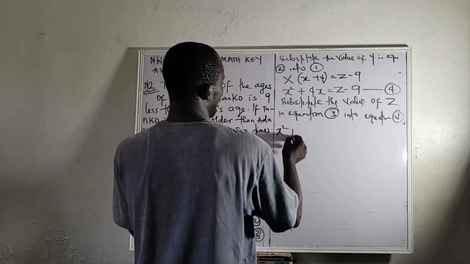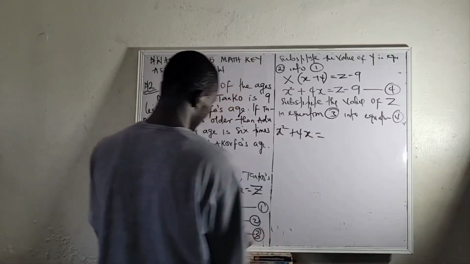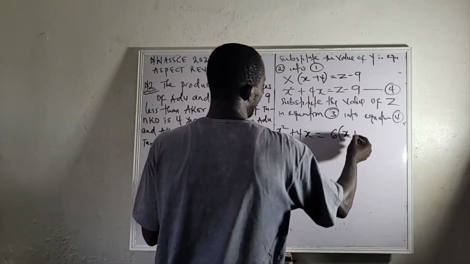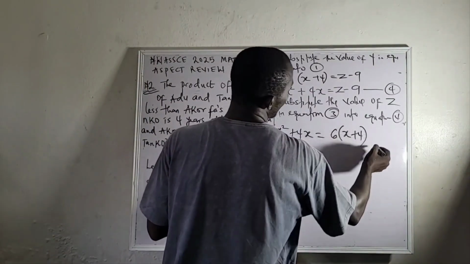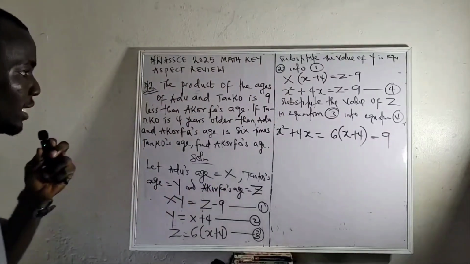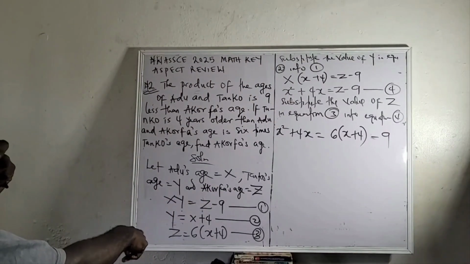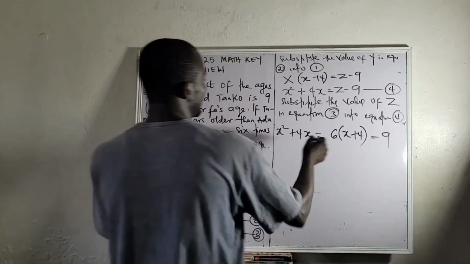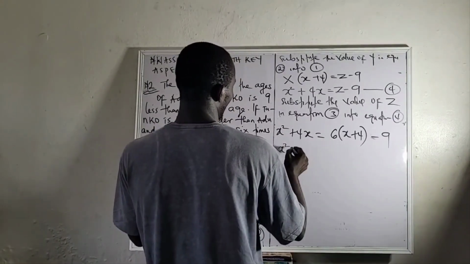I'm going to have x squared plus 4x. Wherever I see z, I'm putting 6, open bracket, x plus 4, equals minus 9. You can tell where we are getting that from. That is coming from the expression for z. Now this we can now proceed to solve.